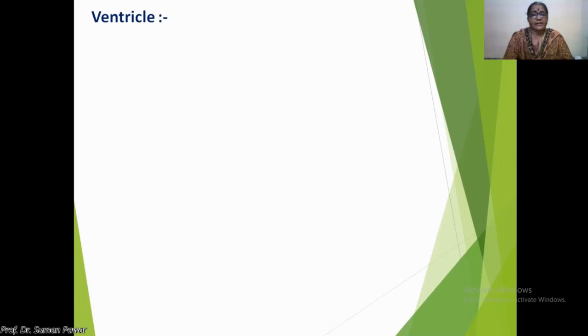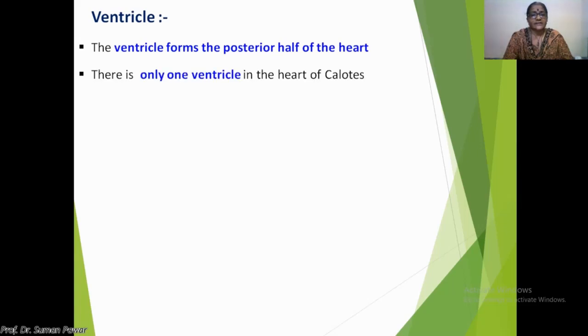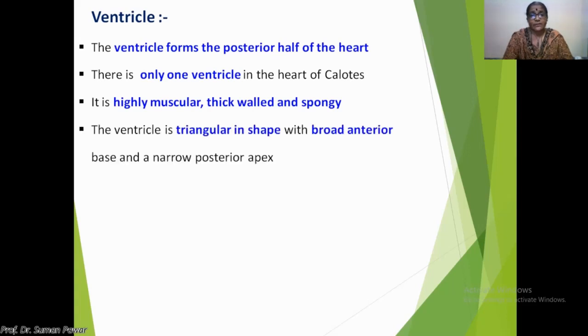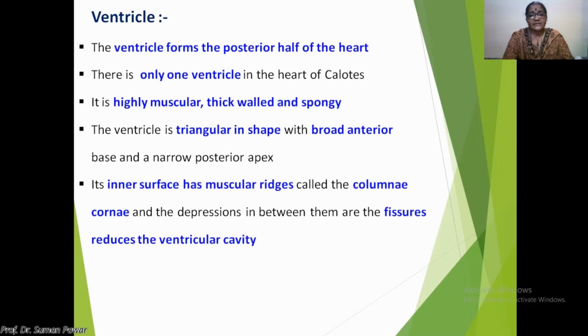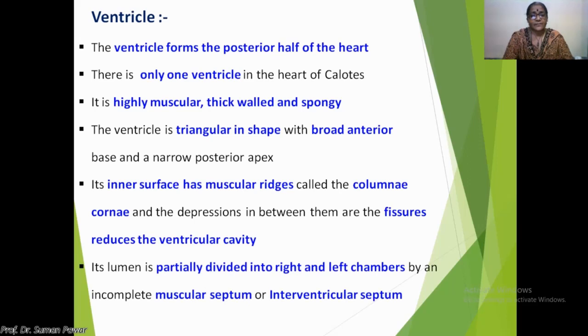The ventricle. Only one ventricle is present in Calotes, and it forms the posterior half of the heart. The ventricle is highly muscular, thick-walled and spongy, rather triangular in shape and provided with a broad anterior base and a narrow posterior apex. Its inner surface shows muscular ridges called the columnae carneae, and the depressions between two adjacent ridges are called fissures, which reduce the ventricular cavity.